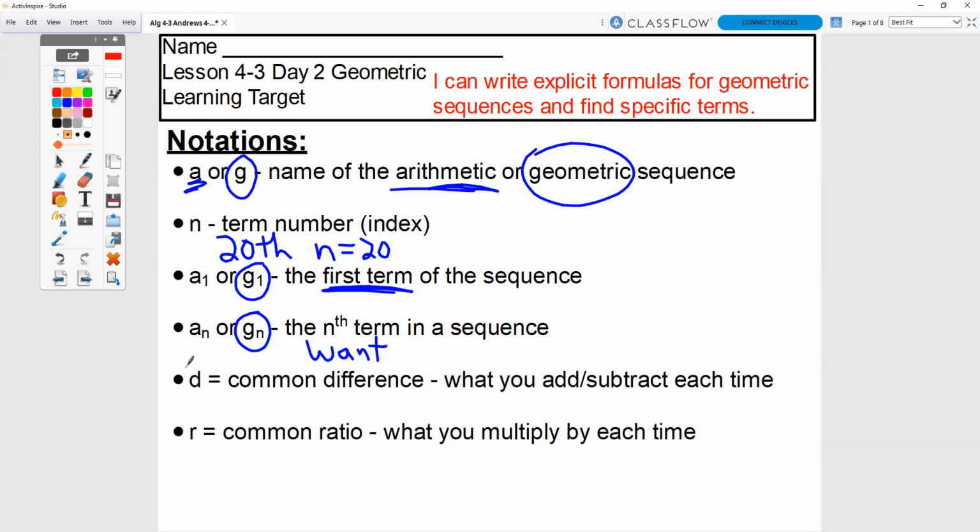We're not going to see D's today. That's the common difference, when you're adding or subtracting by the same number each time. But what we are going to see today is the letter R. R stands for the common ratio. It's what you're multiplying by each time. So for example, if we were doing times 2 times 2 times 2, our R would equal 2. You might have negatives. It could be like times -2 times -2 times -2. But it will be the same number each time. You're never going to have like a times 2 and then times 3 and then times 4. It has to be the same number each time.